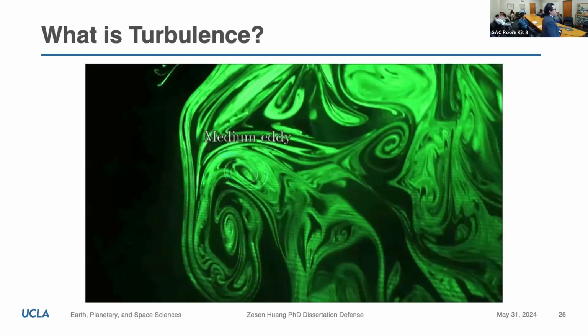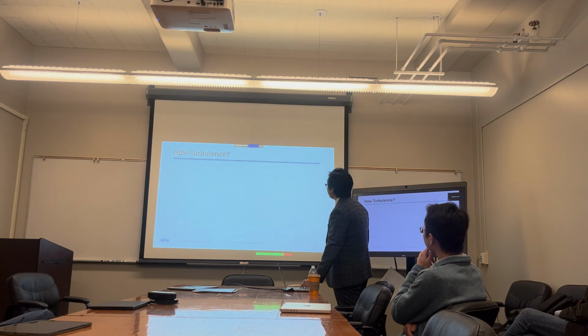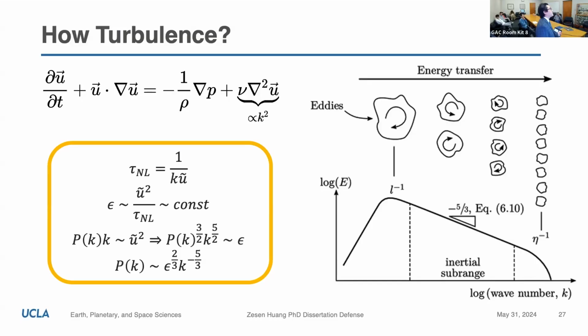Okay, finally, let's discuss turbulence. So what is turbulence? Turbulence is something like this. Something that you basically cannot predict. You have eddies from large scales to small scales everywhere. But, okay, how does turbulence happen?